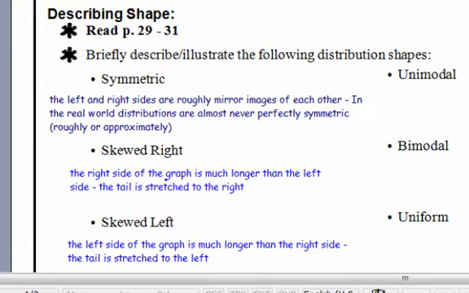Okay, so the left side of the graph is much longer on skewed to the left than the right side, and the tail will be stretched to the left. So most of the data would be on this side, and the tail would be stretched out to this side. Be more condensed over here, stretched out over here.